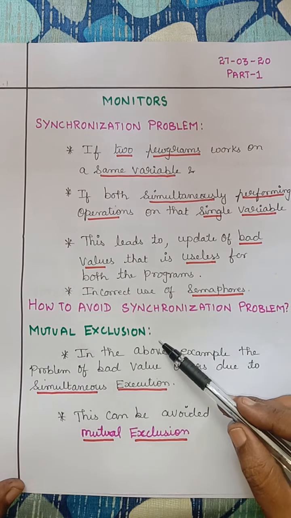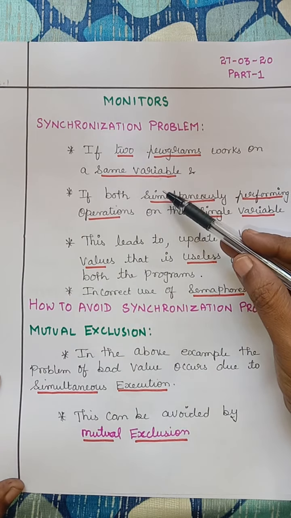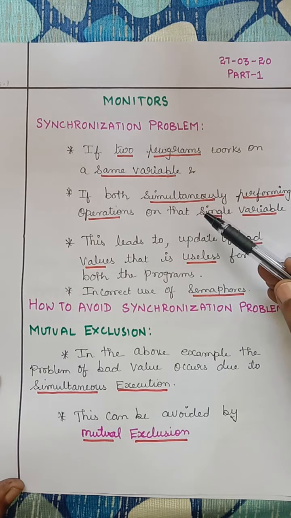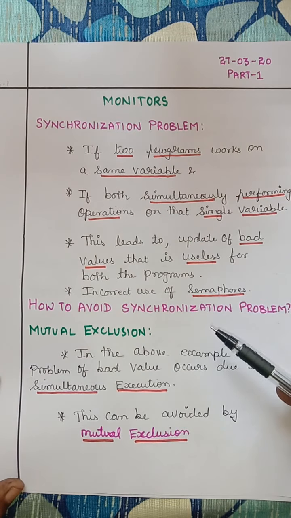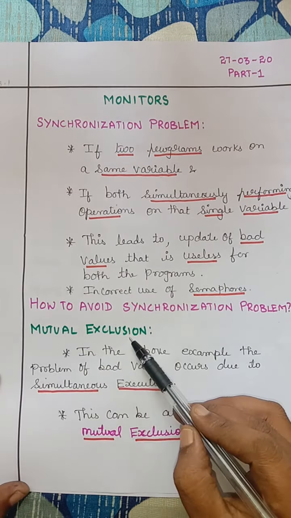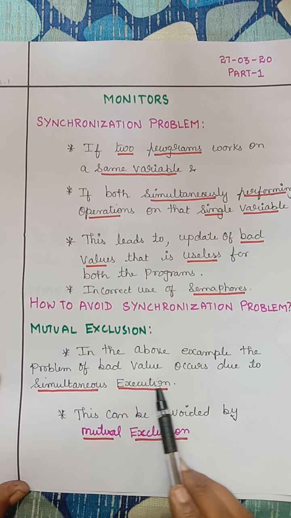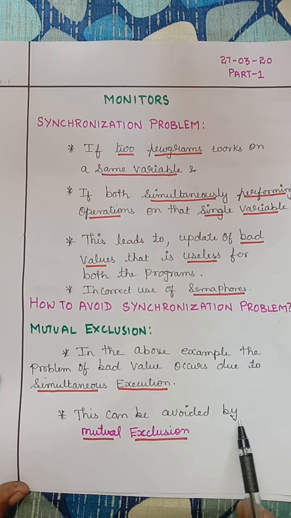By using mutual exclusion, which means when program 1 tries to increment the x value, during that time program 2 should not enter into the increment or decrement of the x variable. That is, program 2 has to wait for some time until program 1 completes its work. That is what mutual exclusion is. If in the above example the problem of bad value occurs due to simultaneous execution, this can be avoided by mutual exclusion.